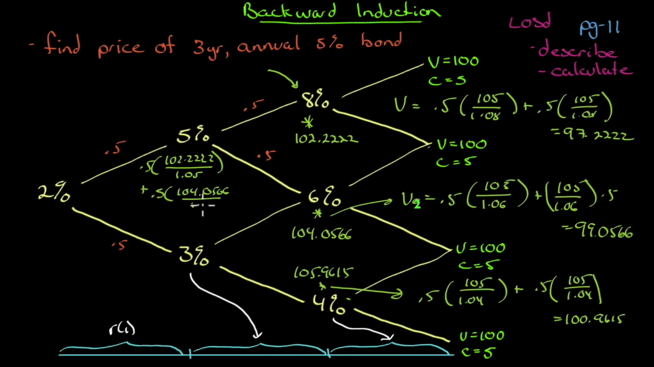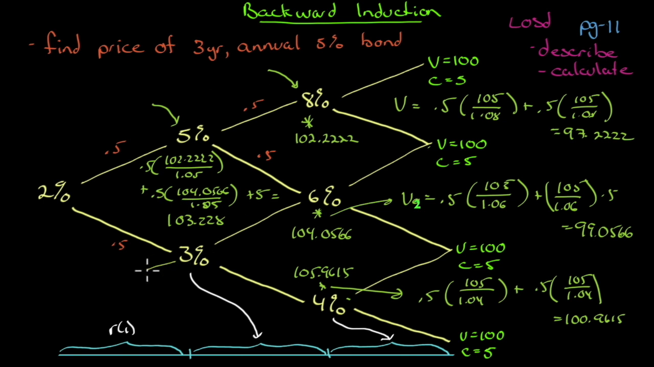104.0566 over 1.05. And what value will we get for that? We get 103.228. Plus 5 equals 103.228. Sorry, I added the 5 in automatically because, of course, from this perspective, there's a 5 here, there's a 5 here, and a 105 there. So this is our 105. We've added the 5 here, we've added the 5 here. We have all our cash flows.